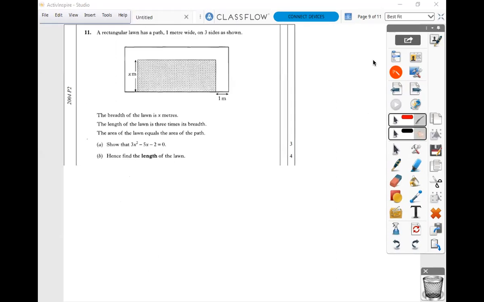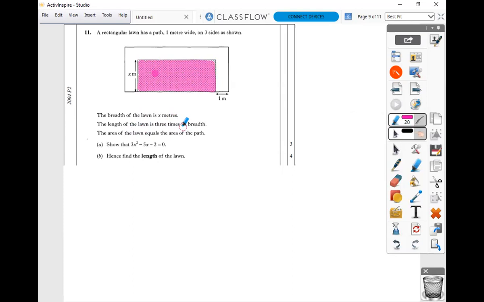The first part of this question is really quite awkward. The area of the lawn should hopefully not cause too much trouble. So this purple area, that's the lawn. Then we get the breadth of the lawn and the length of the lawn.